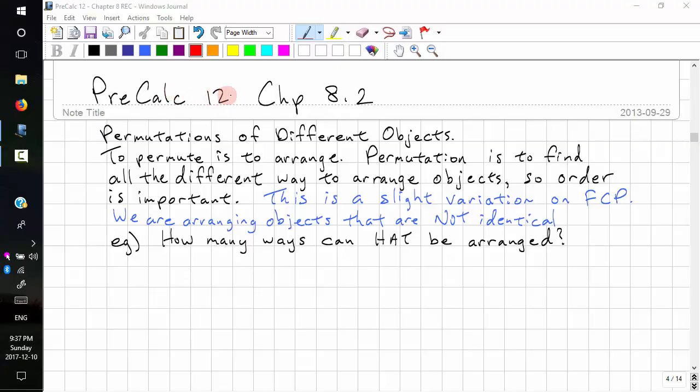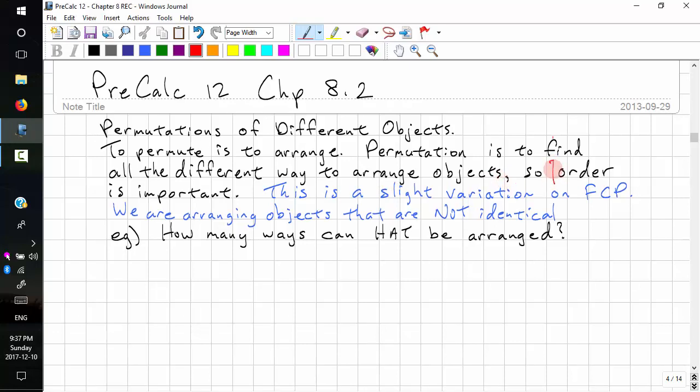This is Pre-Calculus 12, Chapter 8.2. We're going to be looking at permutations of different objects. And to permute means to arrange. Permutation is to find all different ways to arrange objects. So order is important. This is a slight variation on the fundamental counting principle. We are arranging objects that are not identical.